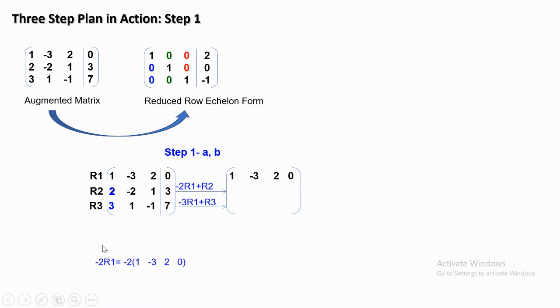Now here on the bottom is my work. I'm going to do negative 2 row 1. It's going to be negative 2 times row 1. This is my row 1 here.